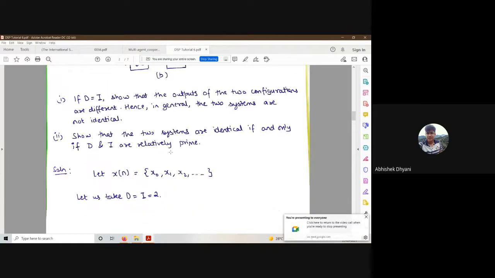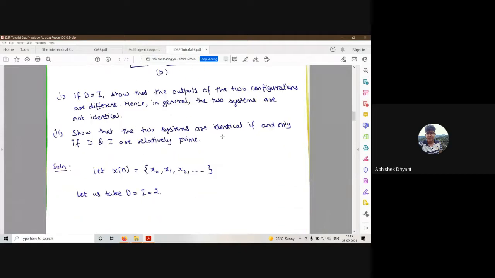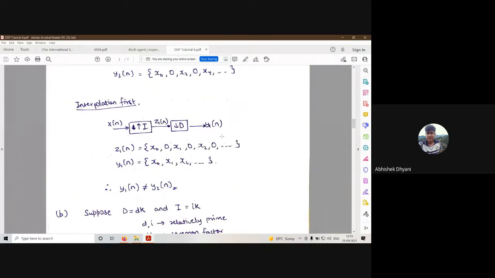Let's look at the second part of this question. Now we are asked to show that the two systems, A and B, are identical if and only if D and I are relatively prime. Basically, D and I being relatively prime means that they are only both divisible by 1. So let's look at this part.